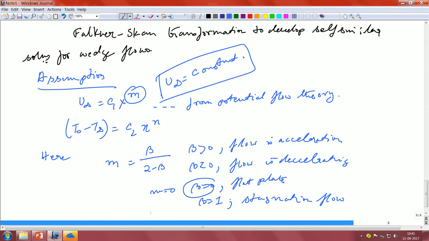Similarly, m is also equal to 1 when beta is equal to 1. Got it? So, m equal to 1 because beta is equal to 1, that would mean that u infinity should be equal to C1 into x. If you recall your viscous fluid flow, this typically corresponds to a stagnation type of flow. So, this agrees with the view that we have linked it with beta, where beta is basically the wedge angle.